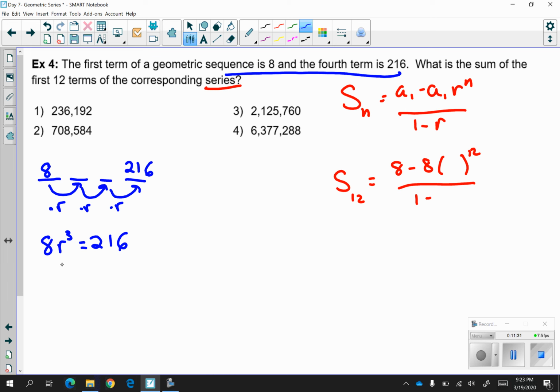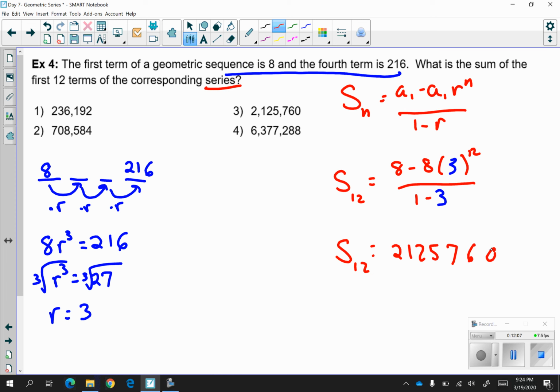When you solve for r and divide by 8 on both sides, you get r cubed is equal to 27. And from there, when you take the cubed root, or if you raise both sides to the 1/3, whichever one you prefer, you should be getting that r is equal to 3. So I'm going to take that and plug it in. Now you're going to put this all in the calculator and see what sum you get. And you should be getting 2125760 to be choice 3.